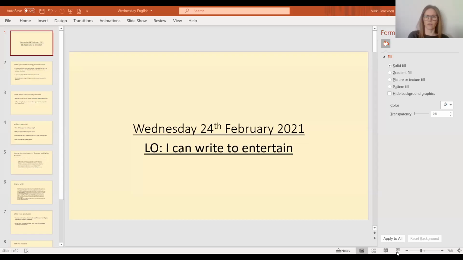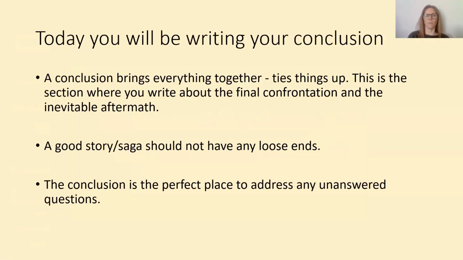Okay, there we go. So today you are writing your conclusion. You're basically going to be referring back to your writing, to your plan, to your introduction, to your middle section, and pulling it all together. So the conclusion brings everything together, it ties everything up, and there shouldn't be any loose ends at the end of your saga. You shouldn't have a main character who had an important part in your saga, and have your reader thinking, oh gosh, what happened to that character? Did they disappear? The conclusion should be the section where everything ties up nicely. It's the perfect place to address any unanswered questions.